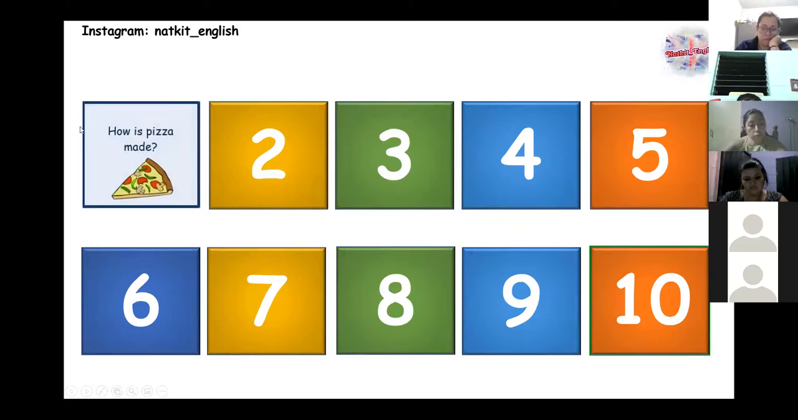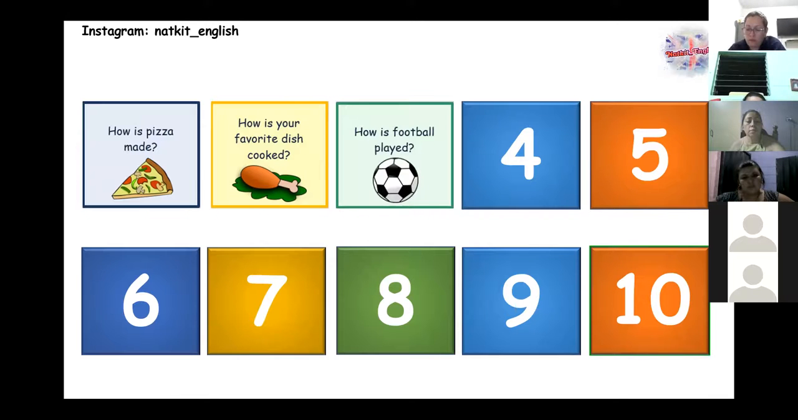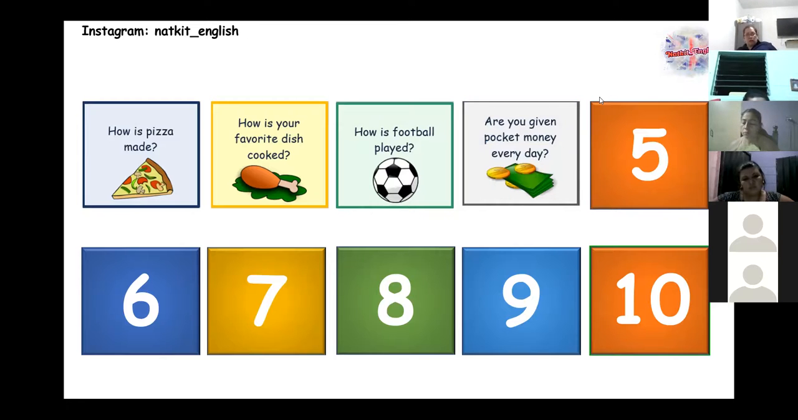How is pizza made? Convertamos, tenemos una respuesta utilizando passive voice. Pizza is made with pepperoni and mushroom. Okay, veamos la número dos. How is your favorite dish cooked? ¿Cómo está cocinado su platillo favorito? Okay, how about number three? How is football played? ¿Cómo es el fútbol utilizando la passive voice? Puede ser: football is played by a lot of people. Veamos la número cuatro. Are you given pocket money every day?